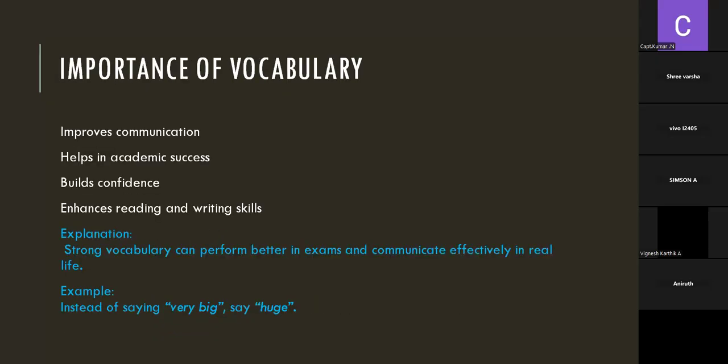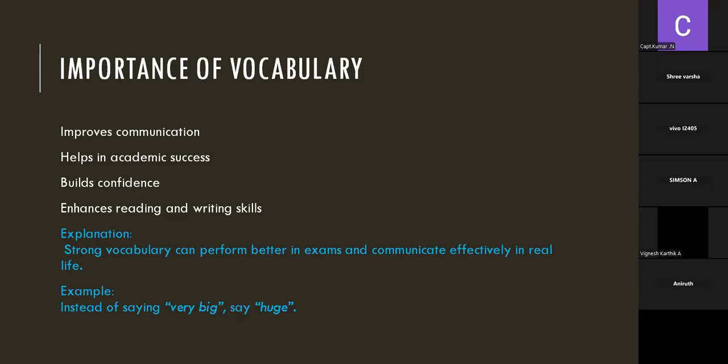We'll move to the next slide, that is importance of vocabulary. There are four points. First, improves communication. Second, helps in academic success. Third, builds confidence. Fourth, enhances reading and writing skills. Now, let's see the short explanation and also an example. A strong vocabulary helps you perform better in exams and communicate effectively in real life.